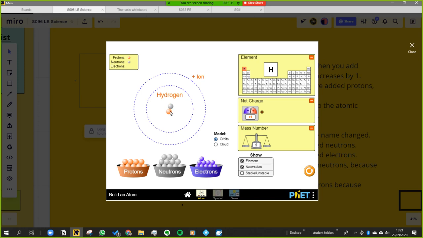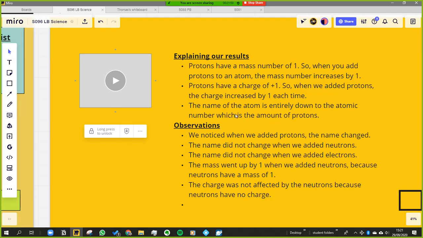When I added a neutron, the name stayed as hydrogen. When I added an electron, the name stayed as hydrogen. If I added a proton, the name changed. Took it away, the name changed again. So the name is entirely down to the number of protons. So that was about the name.